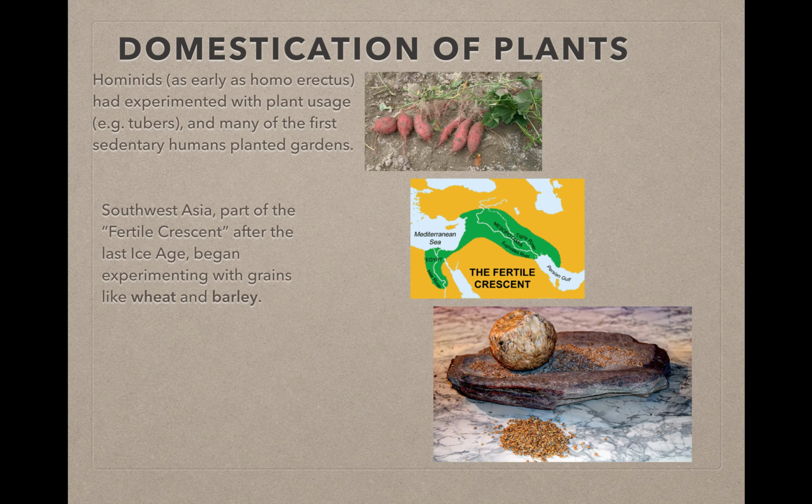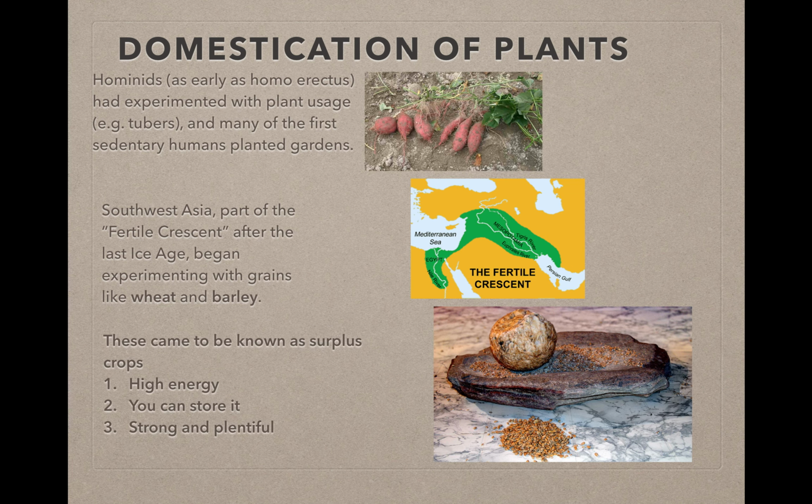So what you can do with these crops is you can basically grind them up and store them, and you can turn them into bread, you can turn them into beer, which was something that a lot of early humans drank for carbs, for energy. So some advantages to what we call surplus crops, or extra crops that you can store. They're high energy, you can store them, and they're really strong and plentiful. They don't get wiped out in a flood as easily as, say, your vegetables.